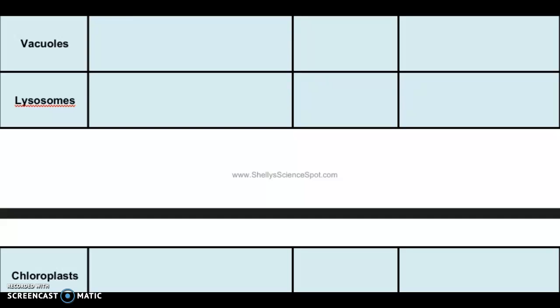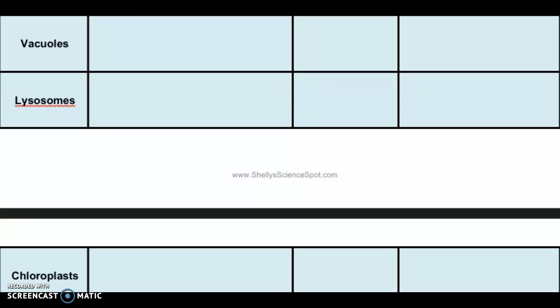Hey guys, welcome. We are on the last stretch. We only have three more organelles to go, and I hope you guys are ready for it. They are probably the easiest of all of the organelles that we have learned so far. And the three that we have today are vacuoles, lysosomes, and chloroplasts. Now let's look at them one by one.